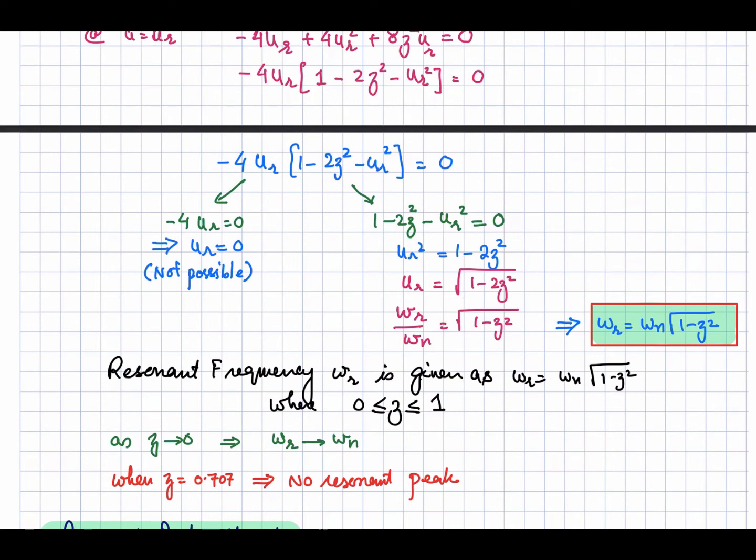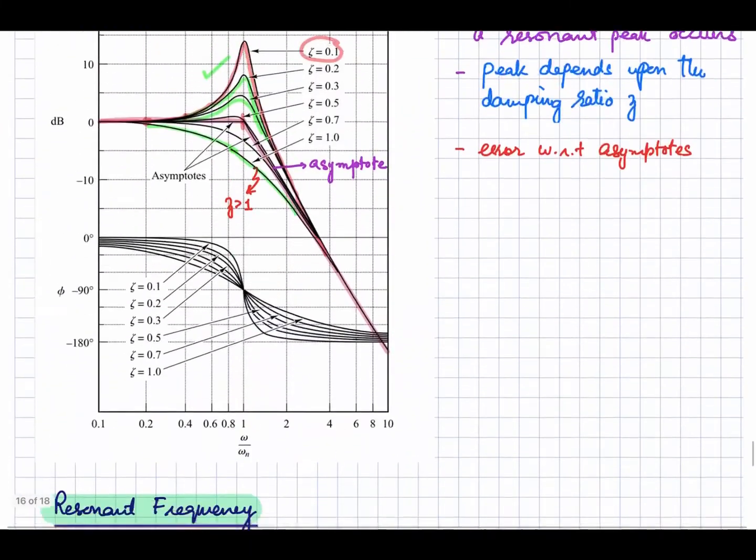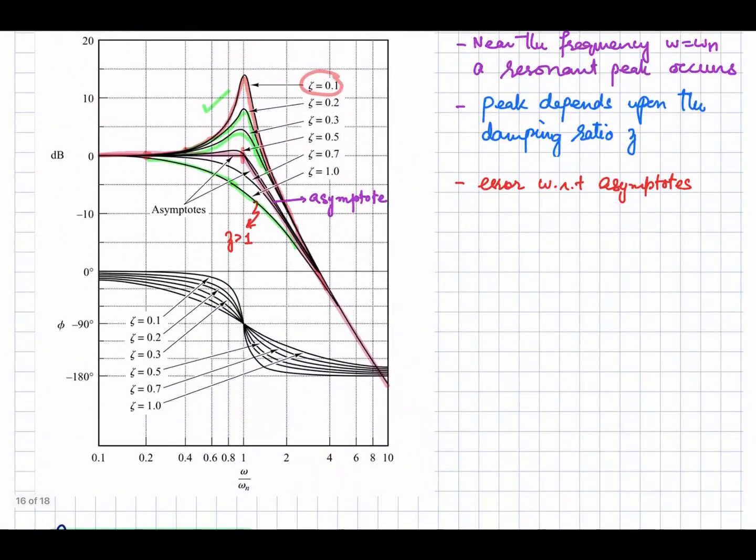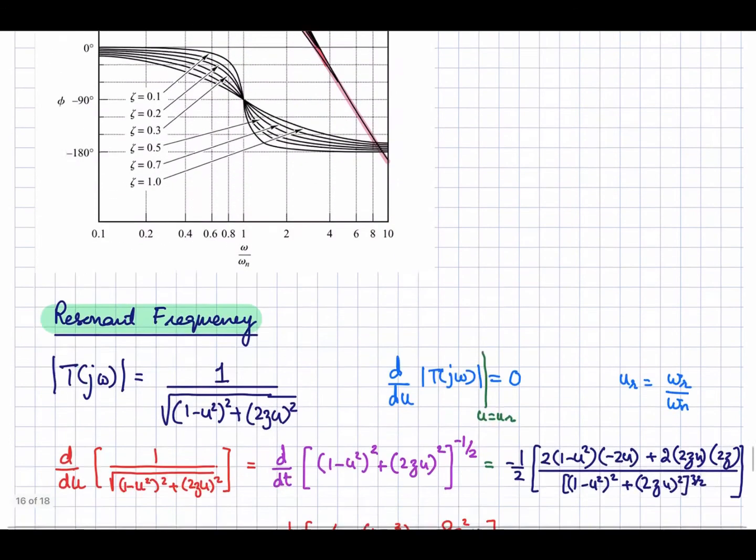And if the zeta is equal to 0, then your resonance frequency and the natural frequency will be the same. And if the zeta is equal to 1, this part will become 0, so you do not have the resonance, because there is no peak, as you can see over here, for the zeta equal to 1, or when the zeta is higher than 1.